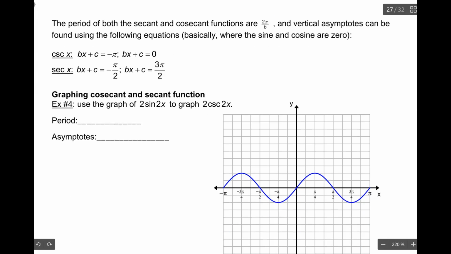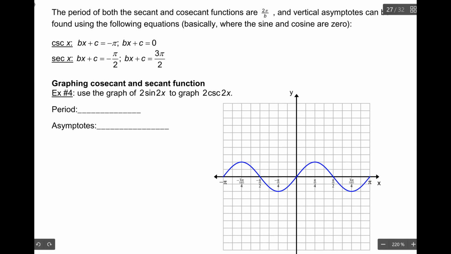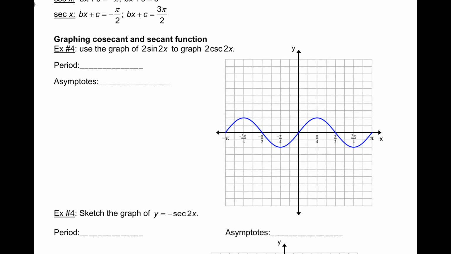Okay, let's go. So the period of both secant and cosecant functions is 2 pi over b. And vertical asymptotes can be found by using the following equations, basically where the sine and cosine are 0. So here we have the graph of 2 sine of 2x to help us graph. So let's use this graph of 2 sine 2x to plot the 2 cosecant 2x.